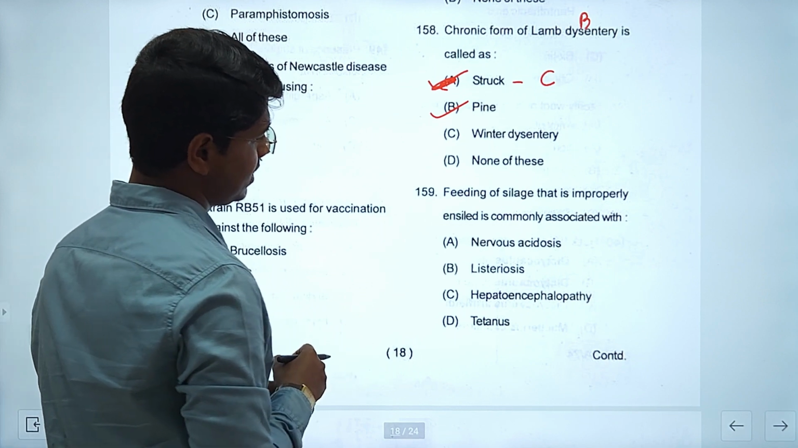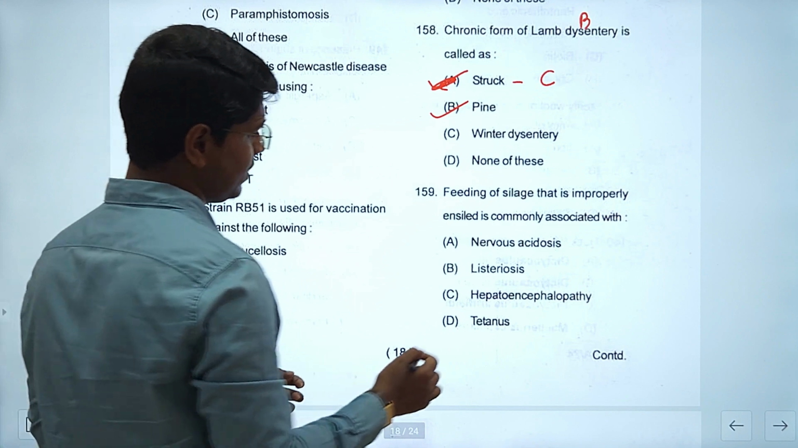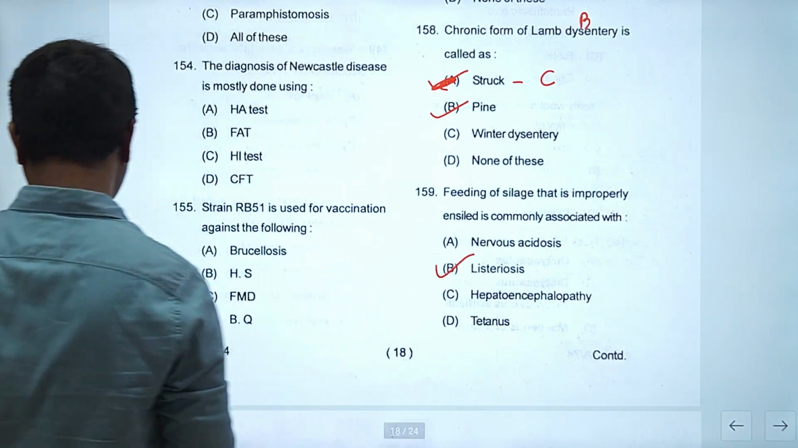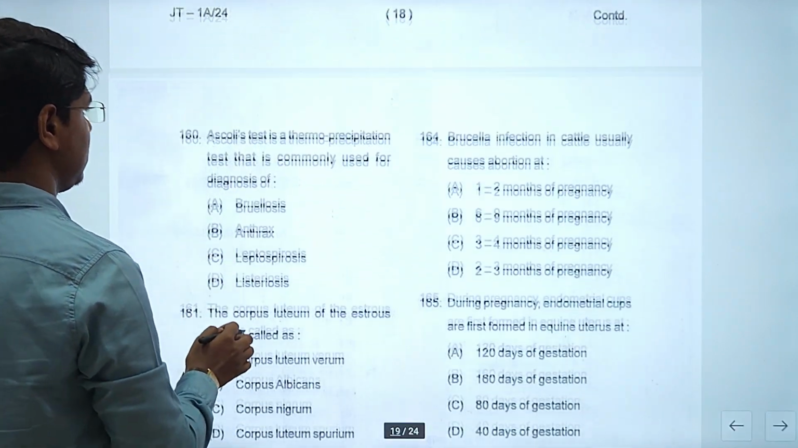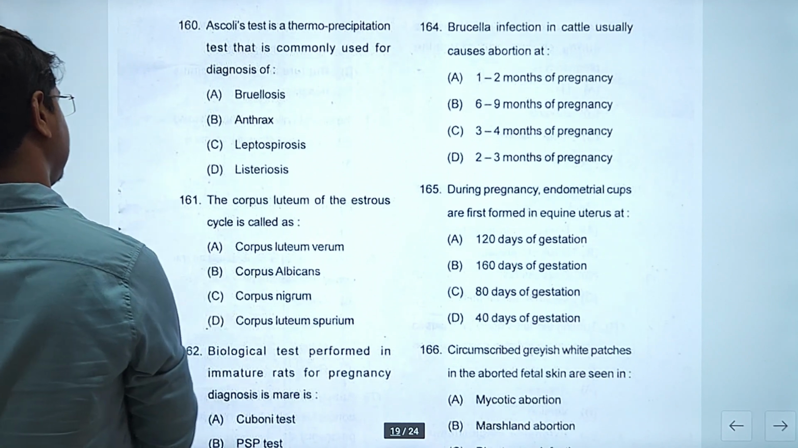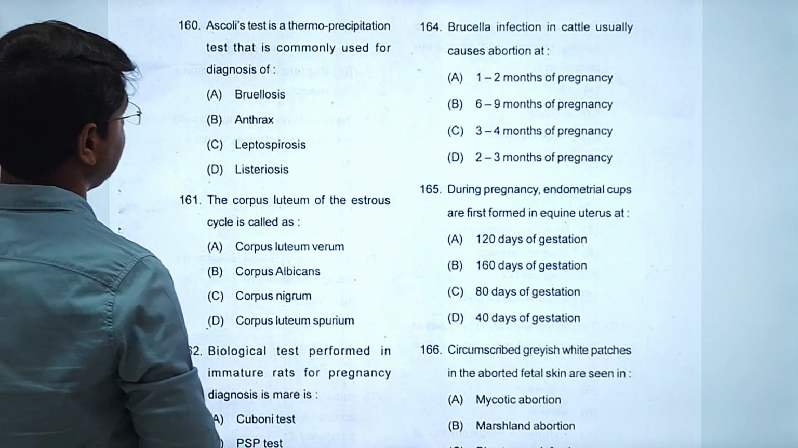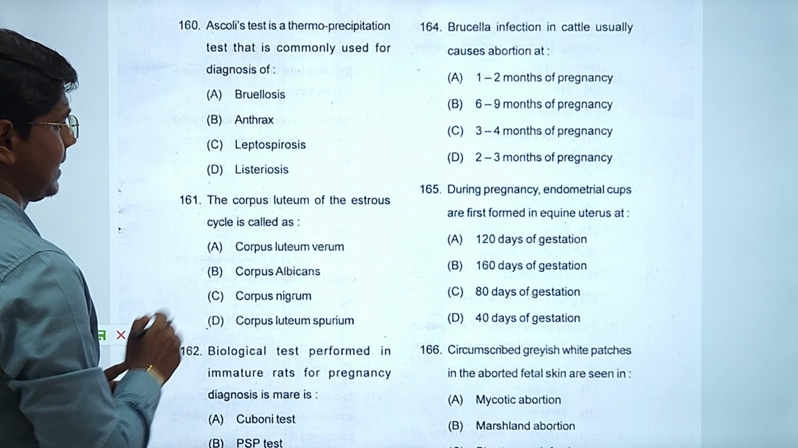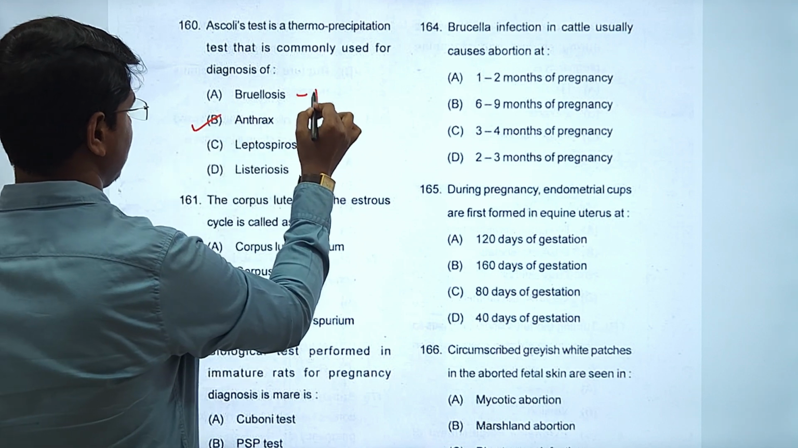Feeding silage that is improperly ensiled is commonly associated with listeriosis. Very common question. Listeriosis. The Ascoli test is a thermoprecipitation test commonly used for diagnosis of anthrax. For brucellosis, Rose Bengal test.